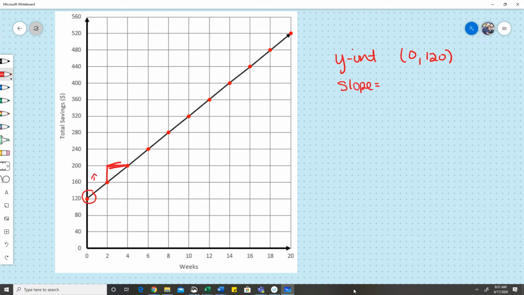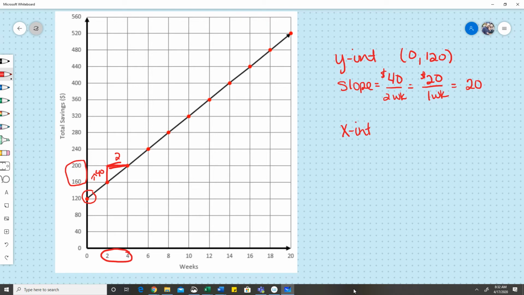So I'm going up, but I have to pay attention to my intervals. From 160 to 200, it went up 40. And for the weeks, it went from 2 weeks to 4 weeks, so it went over 2. So my slope is going to be $40 over 2 weeks, which reduces down to $20 for 1 week, or just 20. Okay.